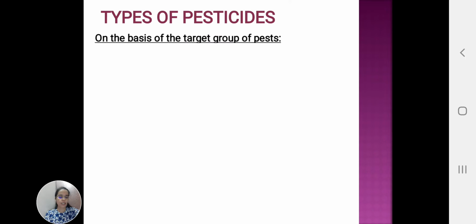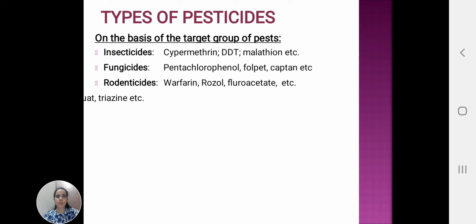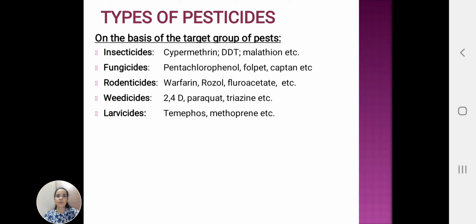On the basis of the target group of pests which they attack, the pesticides can be insecticides, in which case the insects are the target groups, which includes DDT, malathion. Fungicides, which includes pentachlorophenol, folpet, captan, they attack the fungi. Rodenticides, rosol, fluoroacetates, which attack the rodents. Weedicides, which attack the unwanted plants and weeds, 2,4-D, paraquat, triazine.